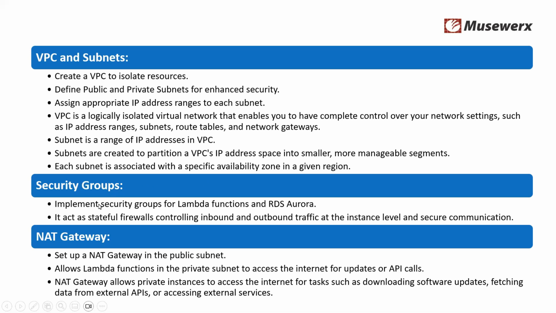What is a security group? Each subnet is associated with a specific availability zone in a given region. Security groups implement security. We implement security groups for Lambda functions and RDS Aurora. It acts as a stateful firewall, controlling inbound and outbound traffic at the instance level and securing communication. What is a NAT gateway? I just explained the NAT gateway in the previous slide, so I'll move on.